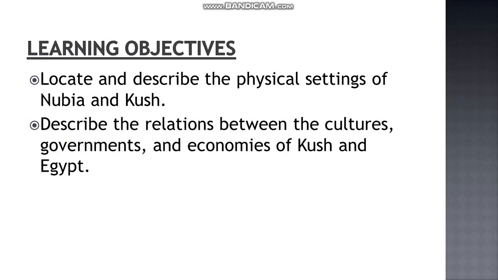We're gonna start off with our learning objective. So our learning objective for this lesson is to locate and describe the physical settings of Nubia and Kush, and also to describe the relations between the cultures, governments, and economies of Kush and Egypt.